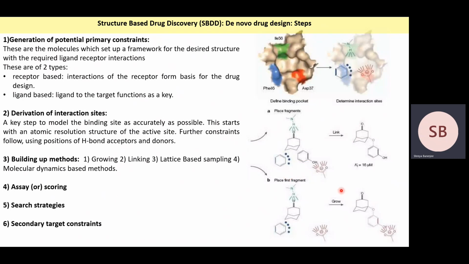final ligand. Then assay or scoring is done, which is basically predicting the binding affinity that the ligand will have to the biological macromolecule. Then strategies are searched to improve the ligand binding even further. And this is done through secondary target constraints.